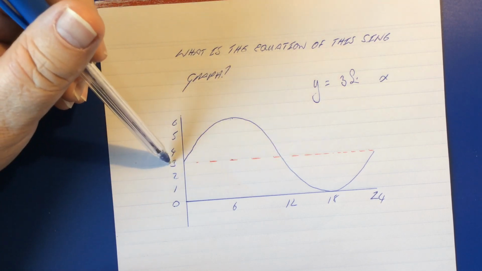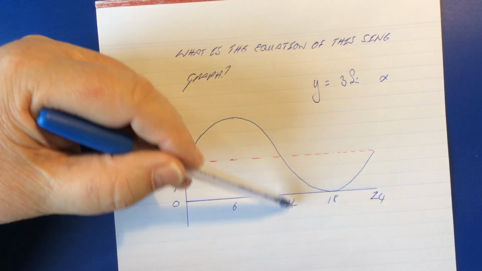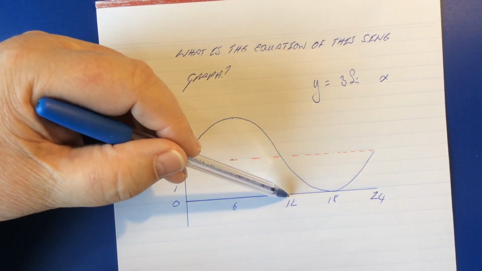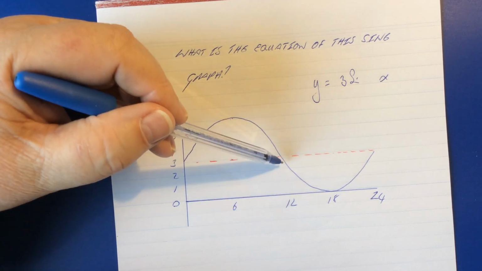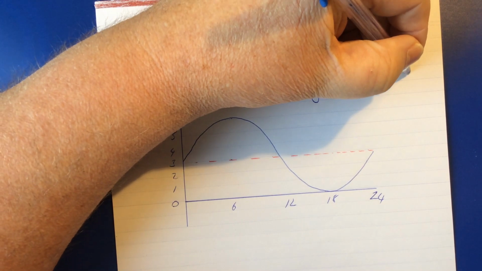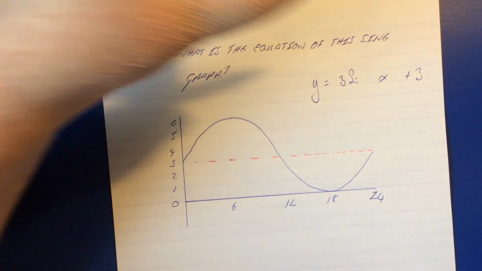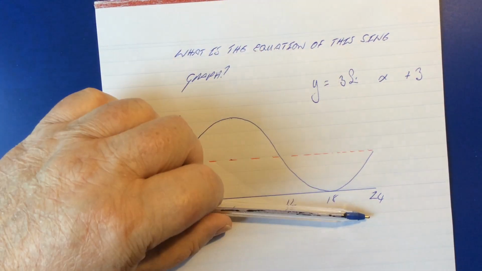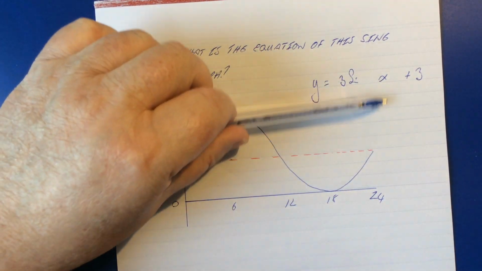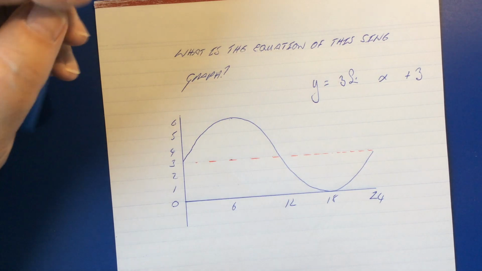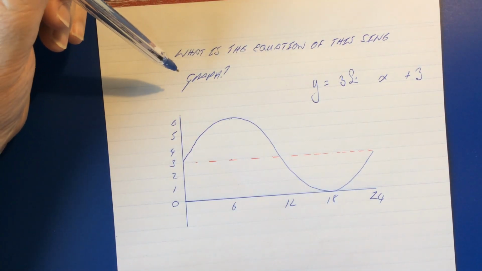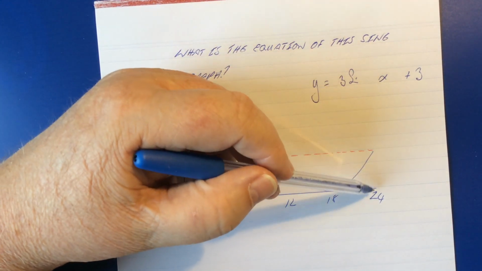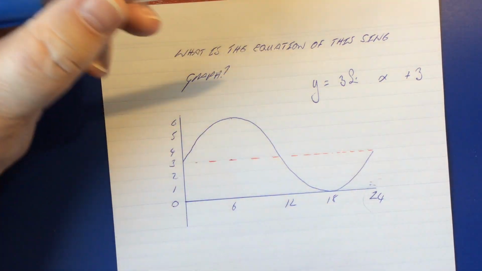Okay. Now, I mentioned this. Let's deal with this. This has moved the entire graph from being centered on 0, having a median of 0, to having a median of 3. So let's put that there. That moves this graph up. If it were minus, it would move it down. Okay. What about this? Which means we have to discuss this.